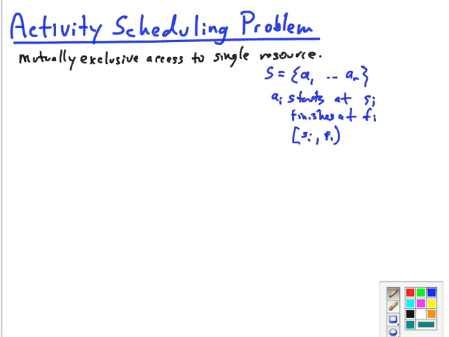We're going to assume that the set is sorted by their finishing time. And the optimization problem here is to select the largest set of non-overlapping activities, or mutually compatible activities, from S.